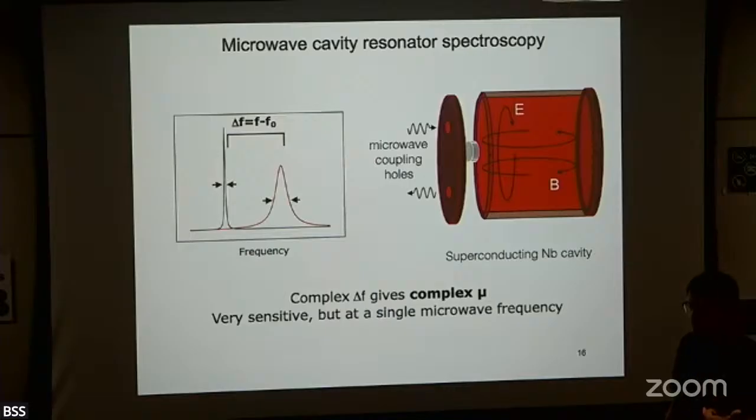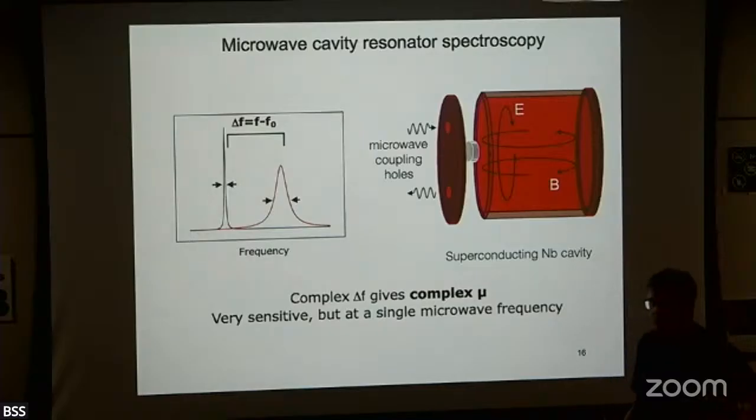So there's a proportionality between the frequency shift and this complex impedance, which is the square root of, there's a bunch of factors in there, but it's actually the square root of omega over sigma. And so there's a proportionality between the complex frequency and the complex impedance, and that's called the resonator constant, and you can calibrate that in some fashion. It's also a complex number.